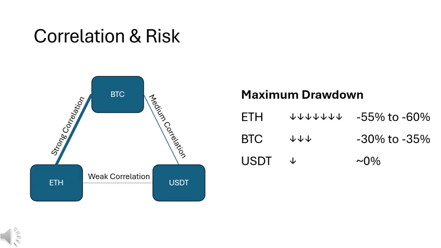Maximum drawdown analysis further confirms this. Ethereum's drawdown widened to negative 55 to 60%, Bitcoin to negative 30 to 35%, while USDT remained near 0% throughout the entire period. These results demonstrate that stablecoins possess structural stability where prices are maintained regardless of market shocks.